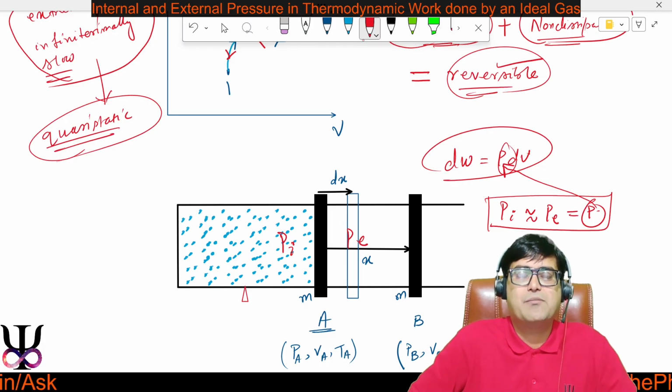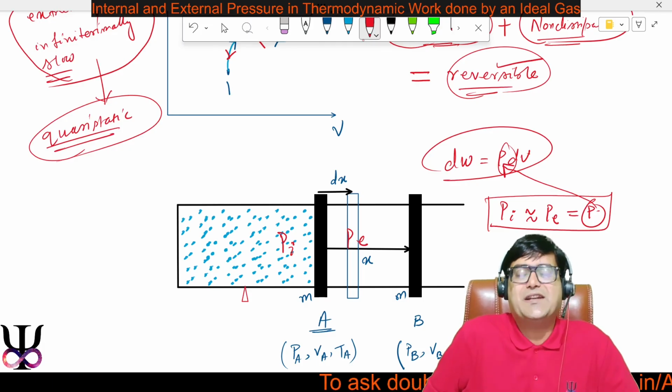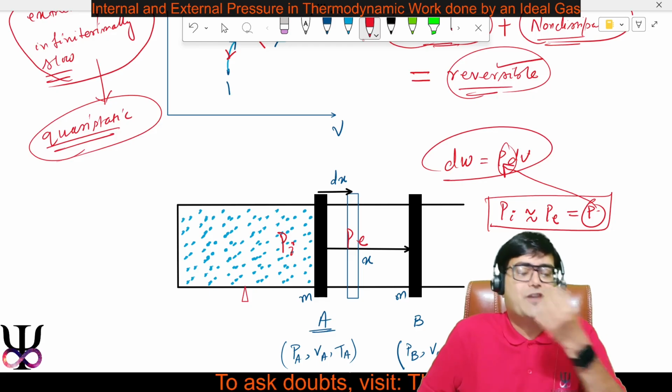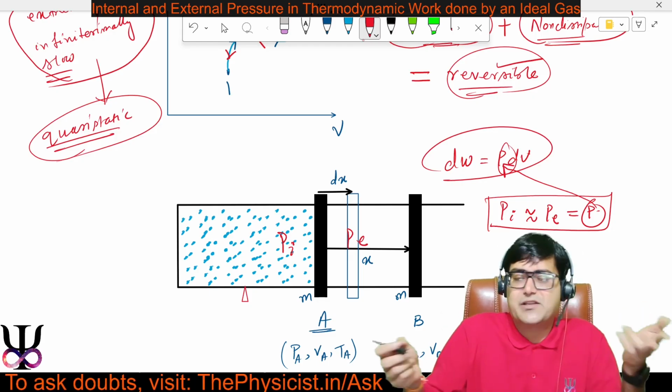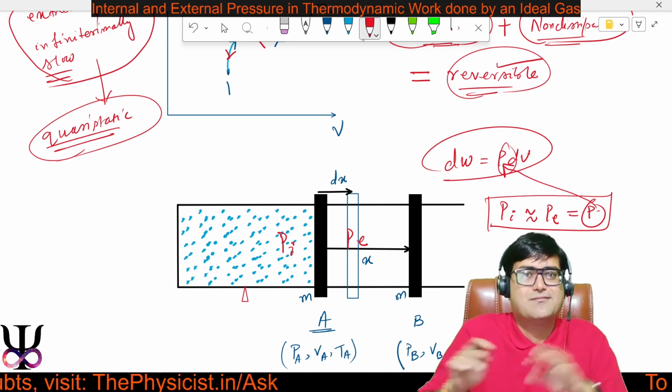Understand? Why? Because if it's a quasi-static process, the internal pressure is the same as the external pressure. So whatever is given, if internal is given, you take that. If external is given, you take that. Because it doesn't matter if it's a quasi-static process, right?